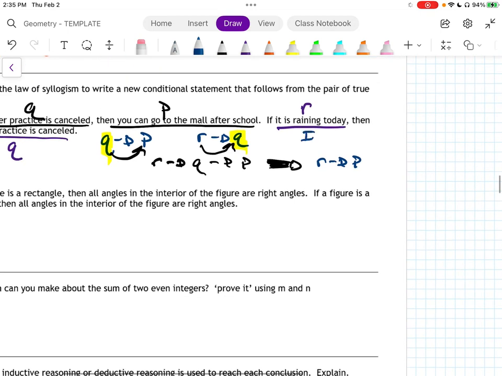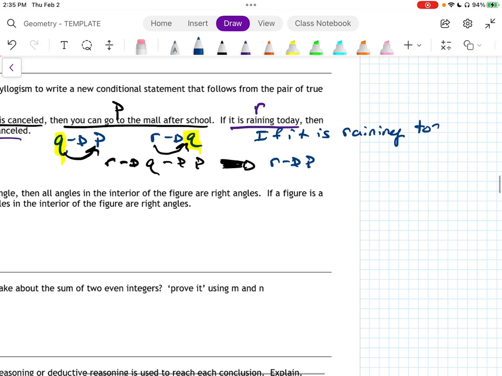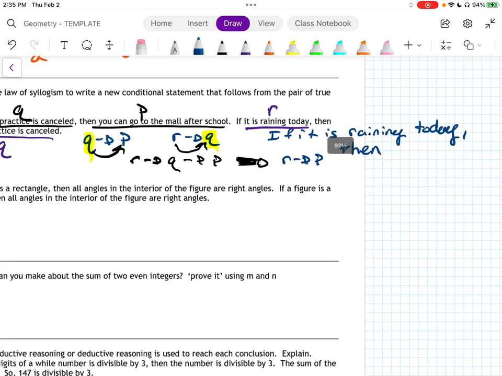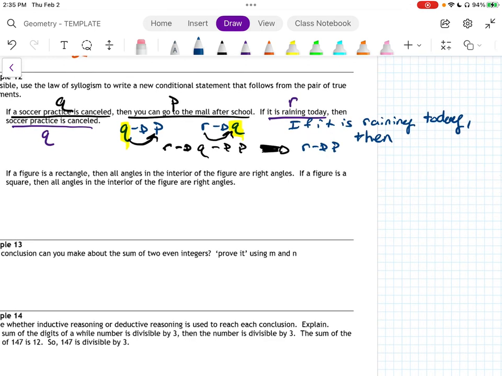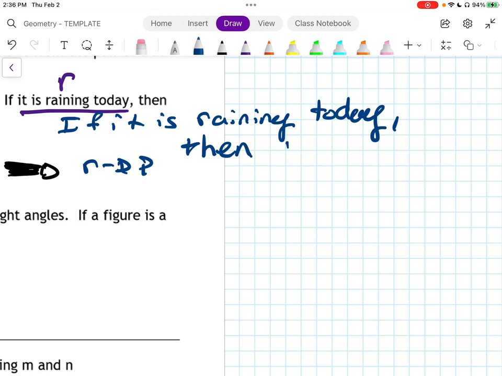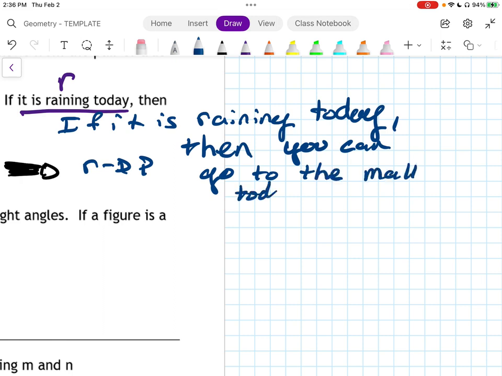Now I want to actually write this out. So I'm going to say if it is raining today, then what's P? What was P? You can go to the mall, right? If it's raining, soccer's canceled. If soccer's canceled, you go to the mall. So we can say, then you can go to the mall today.